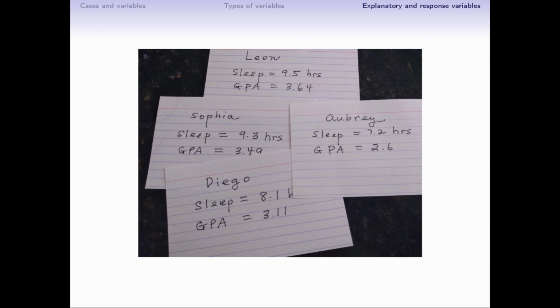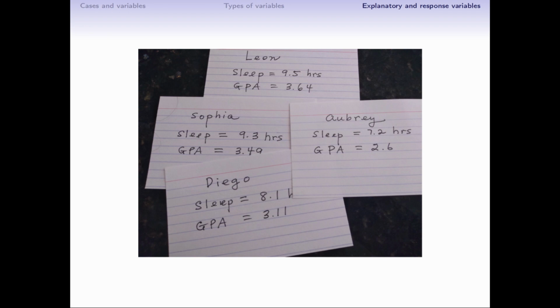But maybe at the end of the quarter, here are 4 different index cards of data that we've collected. We've got Leon, Sophia, Aubrey, and Diego having a certain number of hours of sleep that they've had on average and their corresponding grade point averages, right?